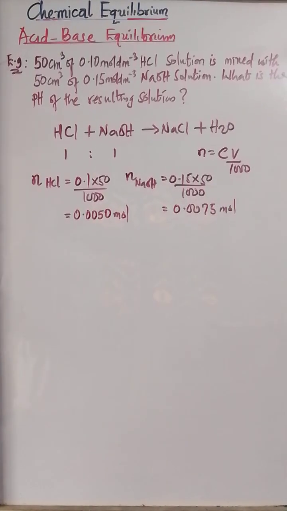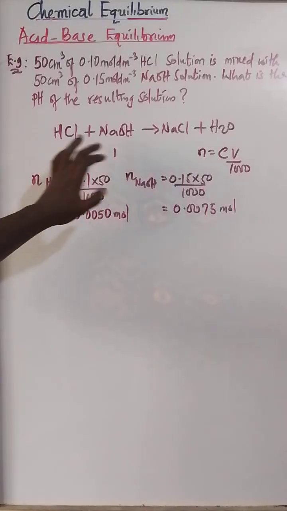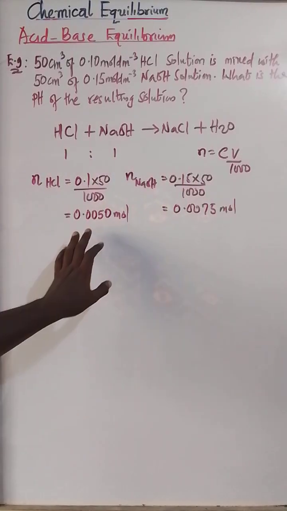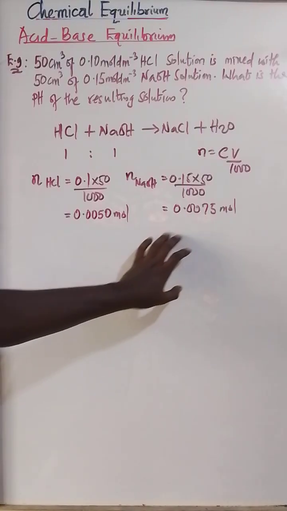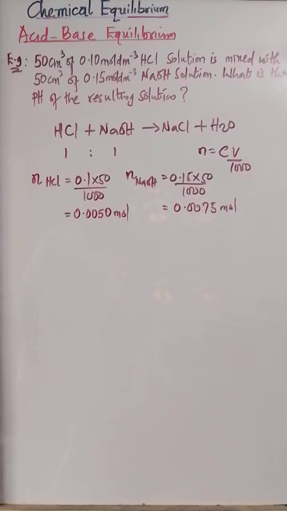But there's a problem. Look at this. The number of moles ought to be 1:1. But what are we having? This one is smaller. We have more moles here. So the base is more than the acid.